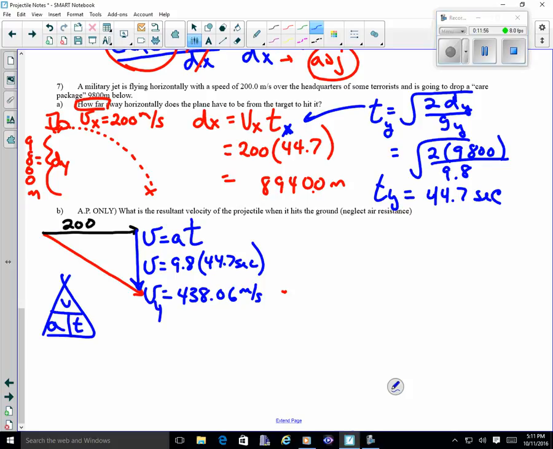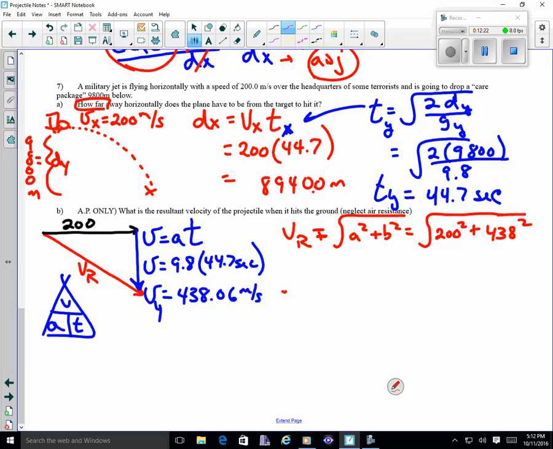You've got to remember, to get the resultant, it's the Pythagorean theorem, because the resultant is going to be this red line here. So the velocity equals the square root of a squared plus b squared. So I'm going to put in the square root of 200 squared plus 438 squared. And that gives you the resultant velocity of 481.5 meters per second.